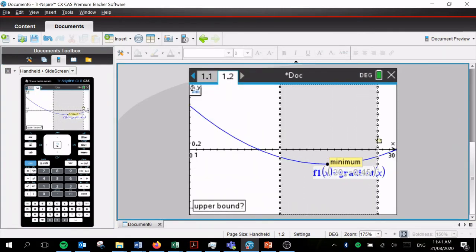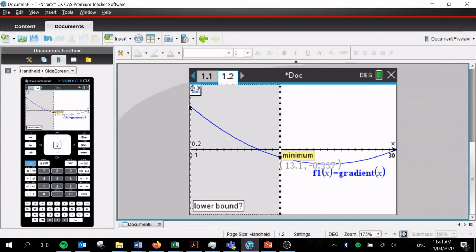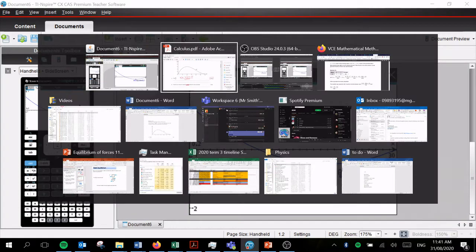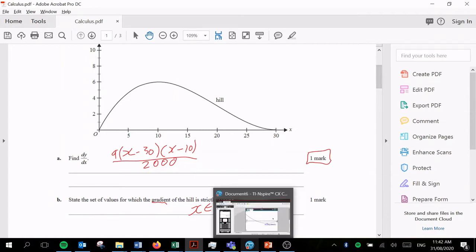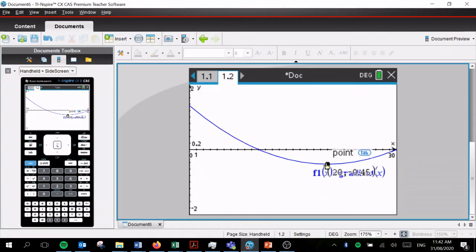where we can see the minimum clearly is, and it goes till 20. So we are decreasing from the point 0 all the way across to the point 20. And so we're looking for x between 0 and 20. One key thing with this, we write our x as a subset of 0 and 20. So at 20, if we go back to our gradient function, we were at 0.